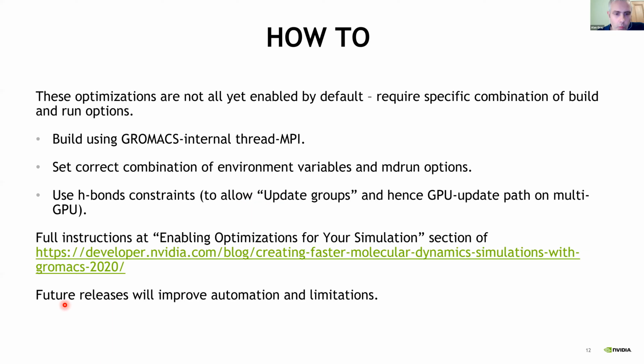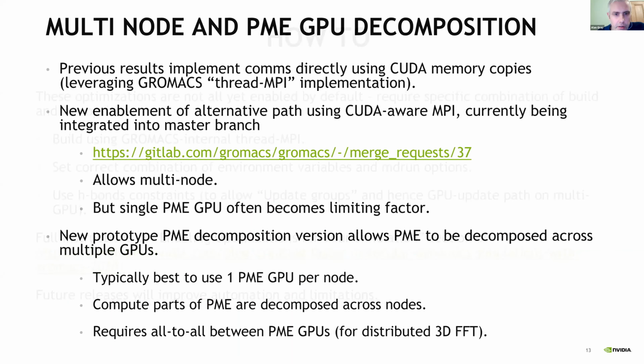So yeah, we will aim to improve both the automation and removal of the limitations in future releases of Gromacs. In particular, as I mentioned, the work I've described so far, if you're using the release version of Gromacs, is limited. It requires you to build Gromacs with thread MPI, which means it can only be used within a single compute node.